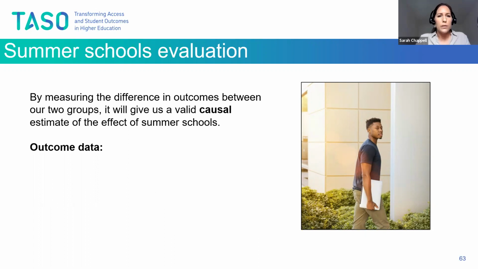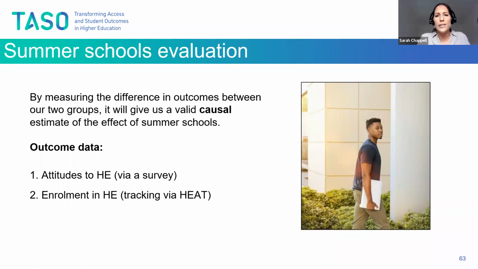So there's two elements of outcome data that we're going to be looking at. The first is measured by a survey. So these are our intermediate outcomes. So these are ones that we've talked about previously. So attitudes towards HE or confidence in applying to HE, things like that are measured through a survey.